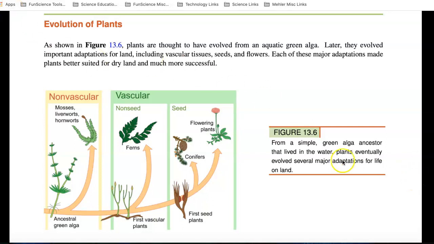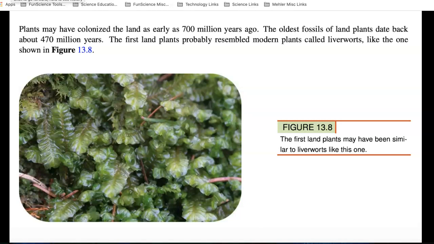We want to emphasize that from a simple green algae ancestor that lived in the water, most likely the ocean, plants eventually evolved several major adaptations for life on land. So one of the things we'll talk about going forward here is what those adaptations were. Land plants seem to have colonized as early as 700 million years ago, and the oldest fossils that we have of land plants go back to about 470 million years ago. So this was just as the Cambrian explosion was beginning. It was really when our planet was a little over 4 billion years old.